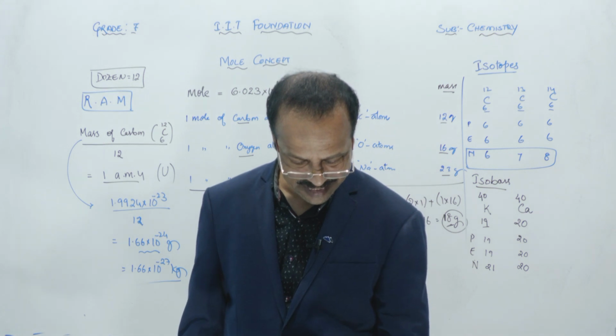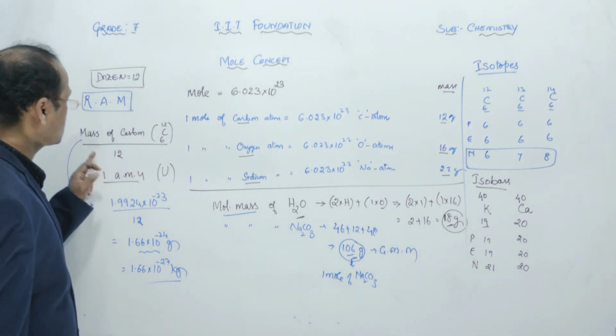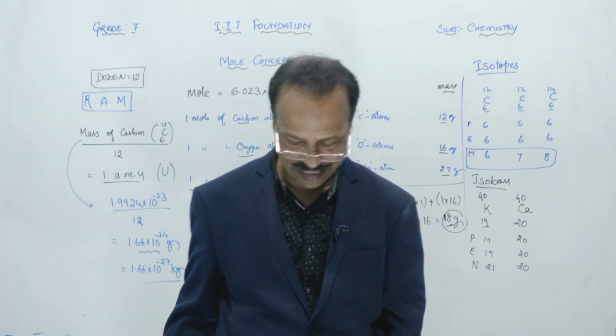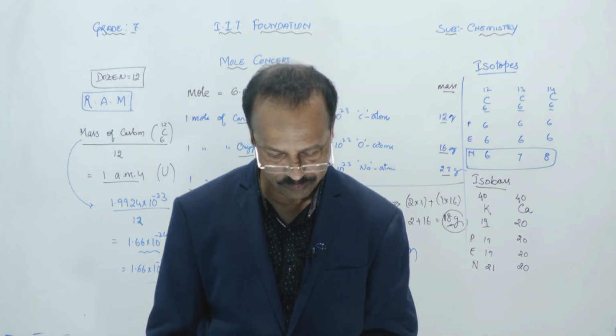The next one is the fourth option. The element taken as reference in measuring the atomic mass. Just now I told you, the reference is carbon, carbon C-12. So the second option is the right answer.